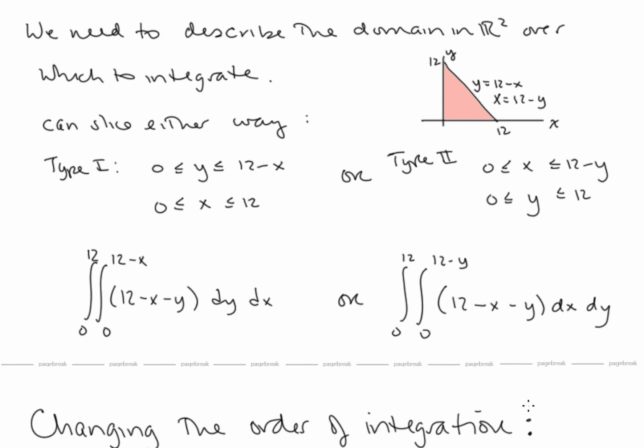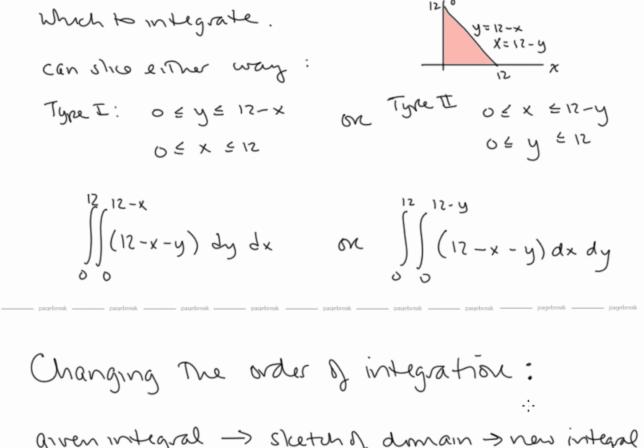Now we're going to talk about changing the order of integration. But before we do that, let's just compare these two integrals that we have here. We know these integrals represent the same volume. One's a dy dx, the other's a dx dy. Notice here that we can't simply just switch our bounds. 12 and 12 minus y, that's not what we have here when we switch the order of integration.